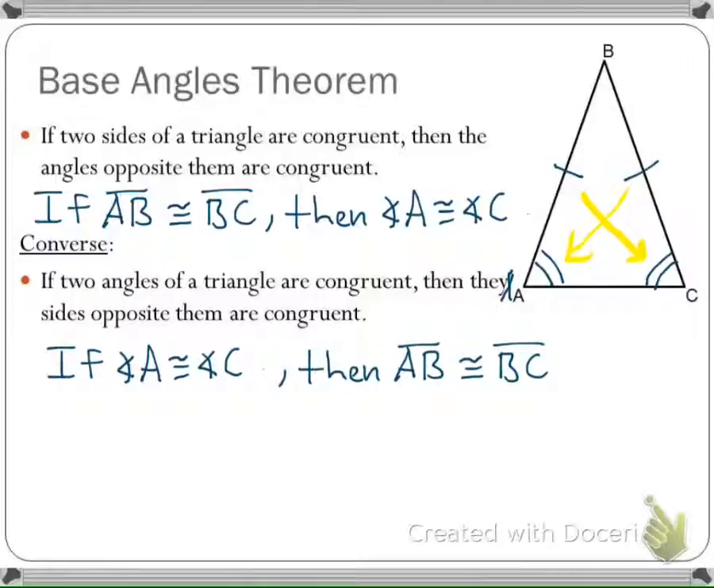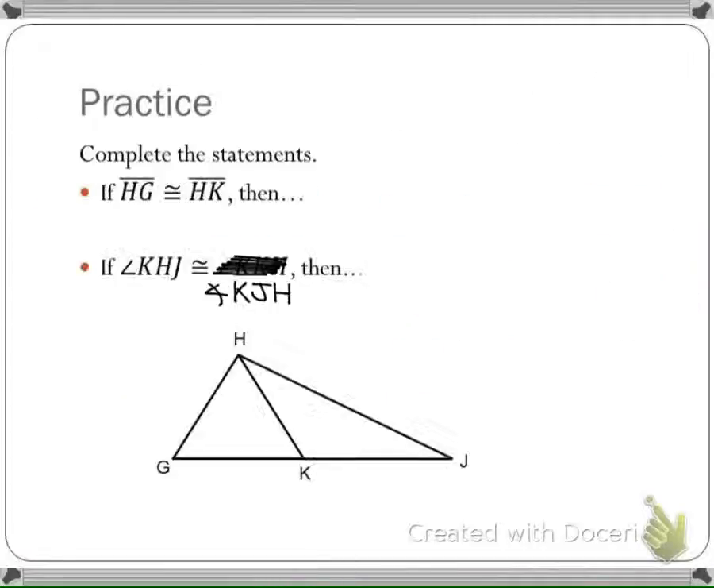So that would be if angle A is congruent to angle C, then AB is congruent to BC. So really it goes in either direction. If we have either the sides, then the angles will be congruent, or the angles, then the sides will be congruent. And this will work in any isosceles triangle.